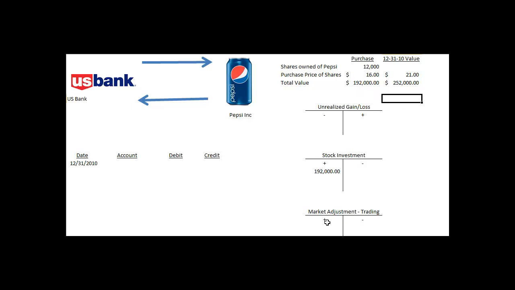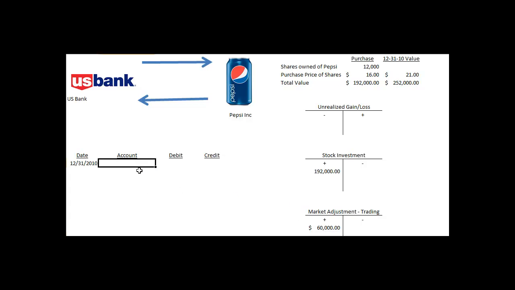So we've created this fair market adjustment account, which is a valuation account, which will deal with any changes in the fair market value. So rather than increasing the value of the stock right in the stock investment account, we put it into the market adjustment trading account. The difference between the 252 and the 192 is how much the value of the stock increased, $60,000.